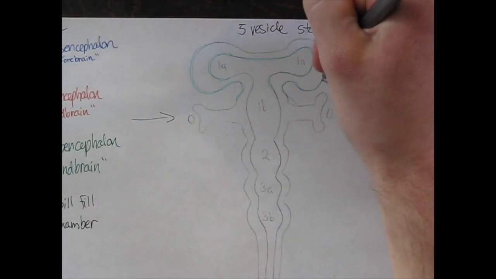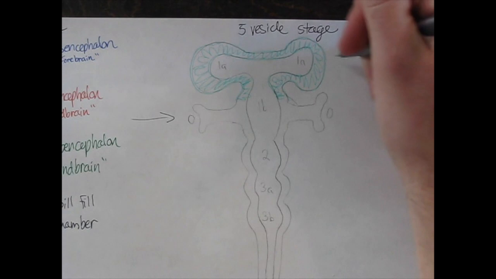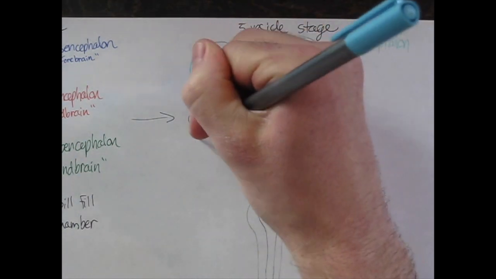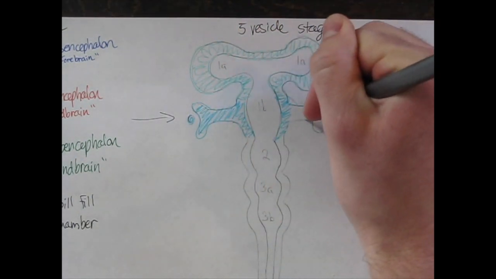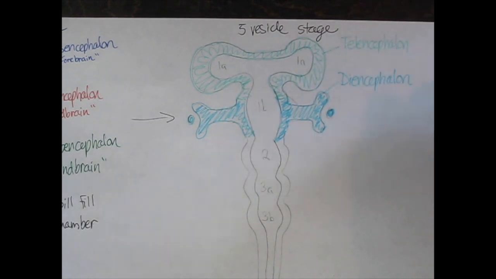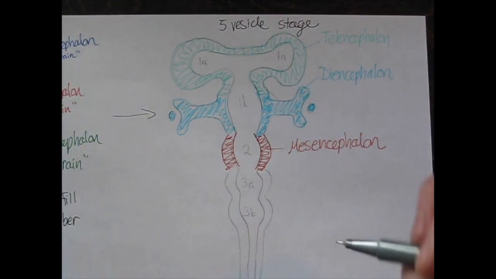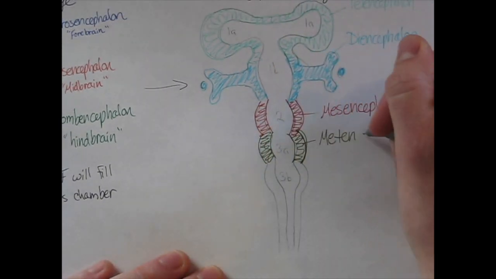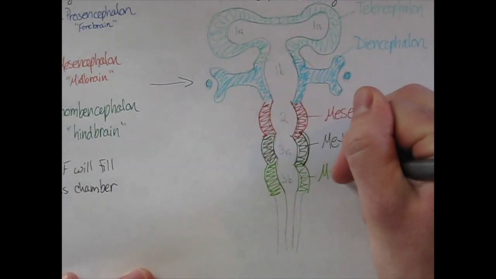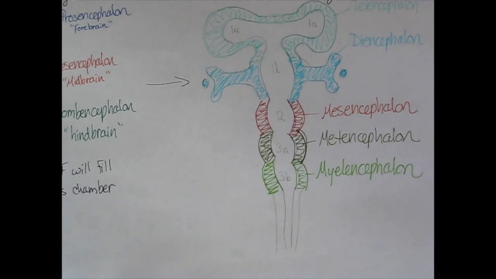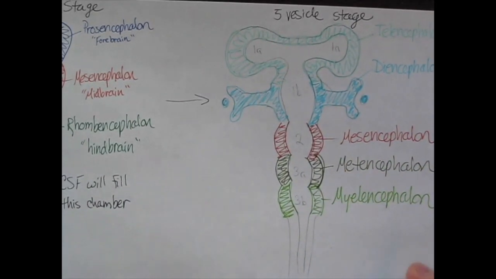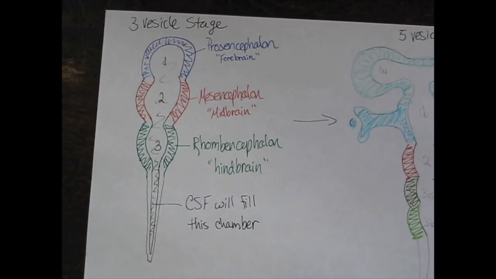So the three-vesicle stage later on in development becomes the five-vesicle stage, which all that means is that the three bumps that they saw before now look like 5 bumps. And I've numbered them, and they also gave them new names. And so the tissue that was the prosencephalon gets split into 2 different bumps instead of just 1 bump.